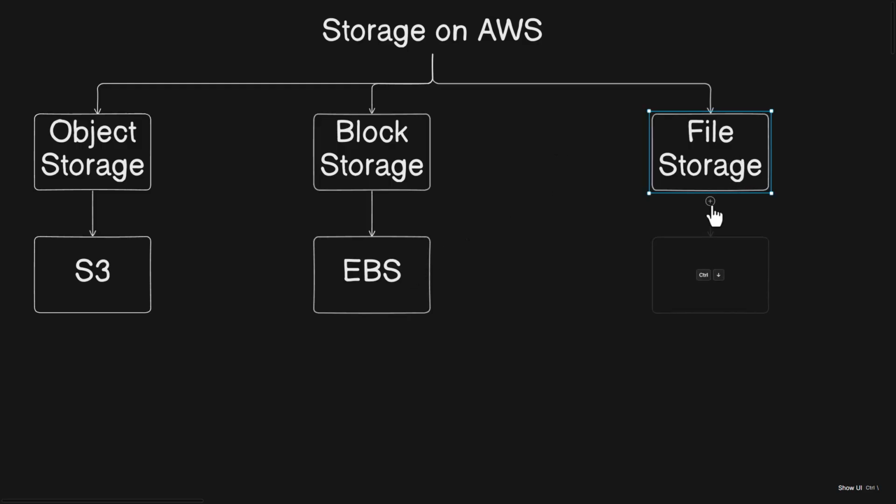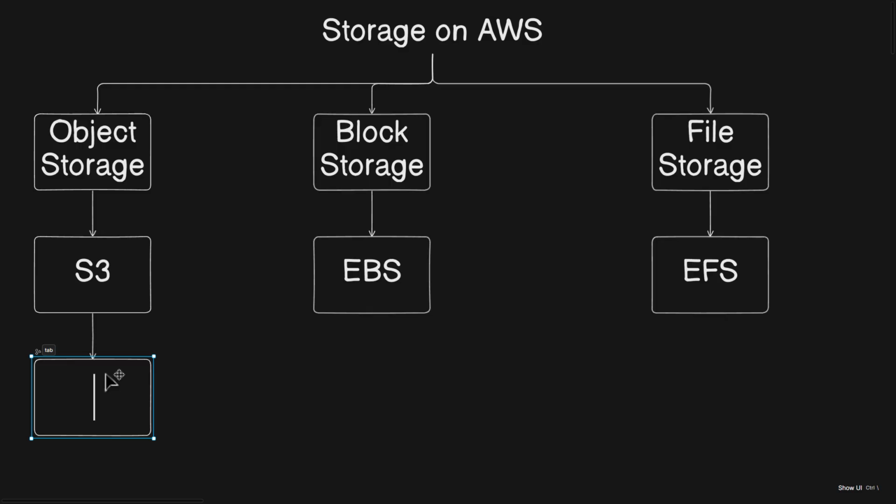Then you have file storage. For file storage, you have something called EFS, which is a sort of shared file system, like a network drive. So these are the storage classes that exist. Now let us begin talking about S3.